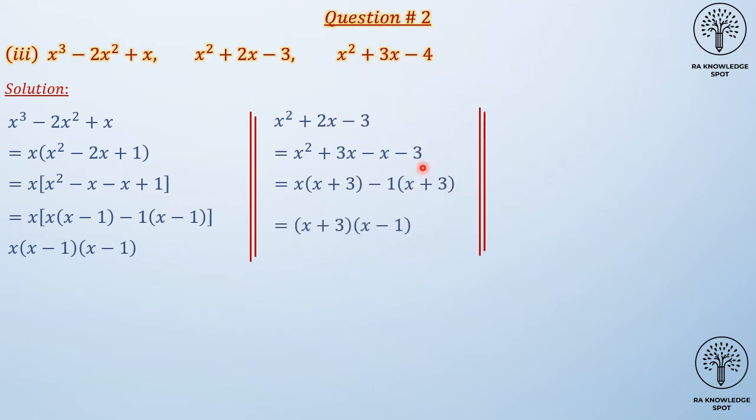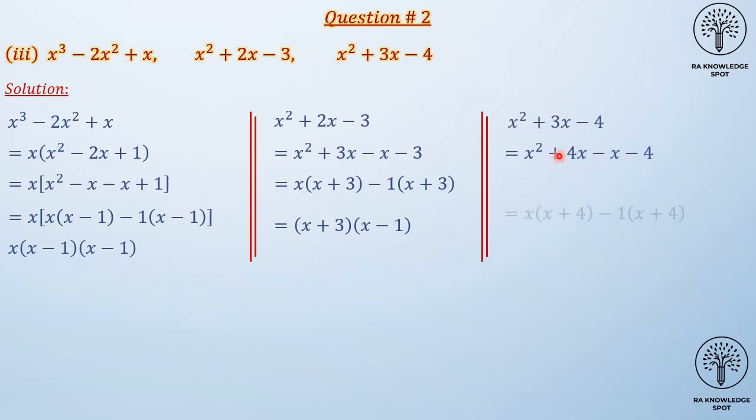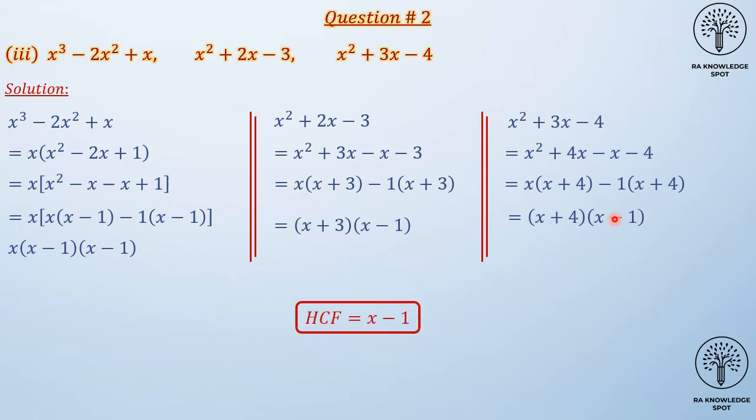Now the third term, again we have to factorize. 4x minus 1, that is 3. Again x is common and minus 1 is common. Again x plus 4 and x minus 1. Now what is the common factor? You can see it in the answer. x minus 1 is common. x minus 1, x minus 1 and x minus 1. This is your answer. Now this is the HCF.